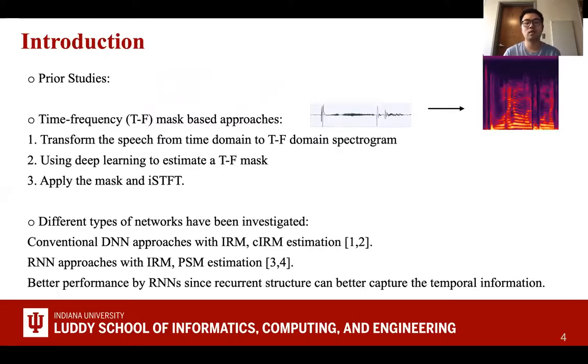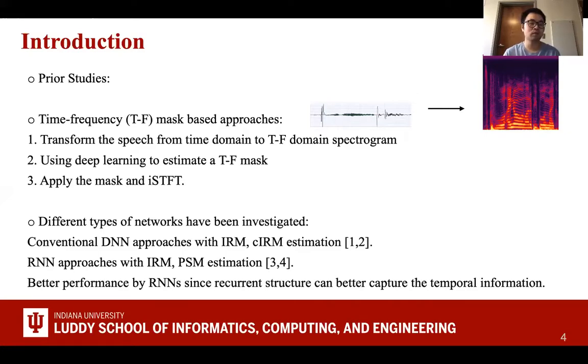So for prior studies on speech enhancement systems, there are time frequency mask-based approaches, but usually they transform the speech from time domain to time frequency domain spectrogram using the short time Fourier transform. By using deep learning approaches, they can estimate a time frequency mask that can be applied on the noisy spectrogram to get an estimated enhanced spectrogram, then using the inverse short time Fourier transform to reconstruct the time domain enhanced speech. So that's how the TF domain mask-based approaches work.